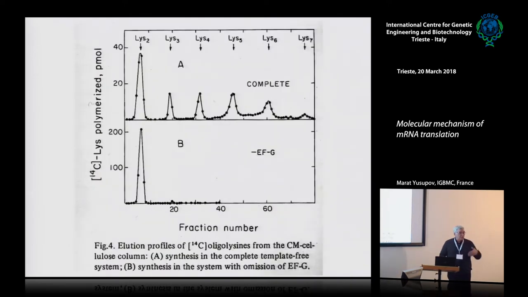More than that, the product which appears with tRNA lysine has four, five, six amino acids in protein biosynthesis. So it means these are not very long peptides, but the synthesis works. So it gives us a tool.